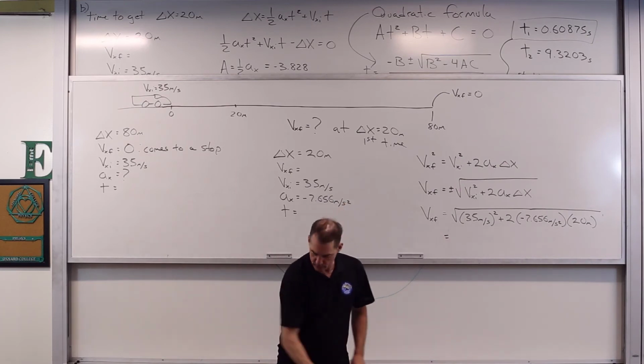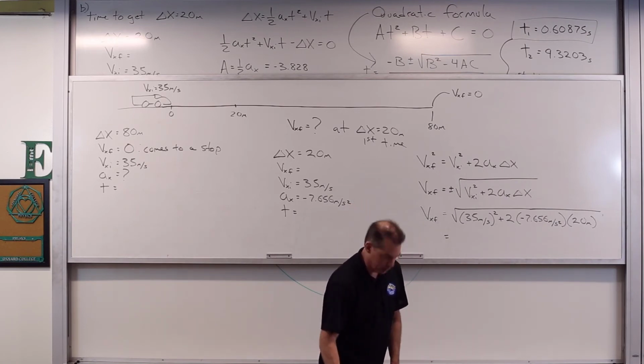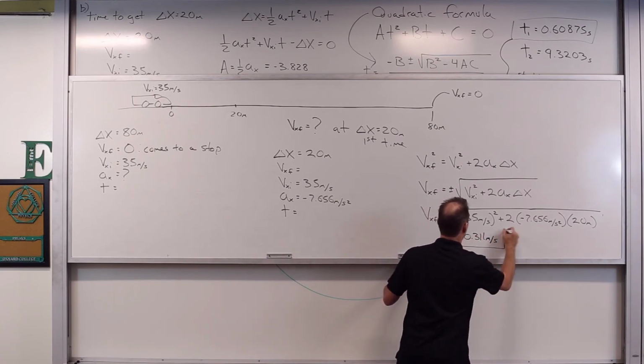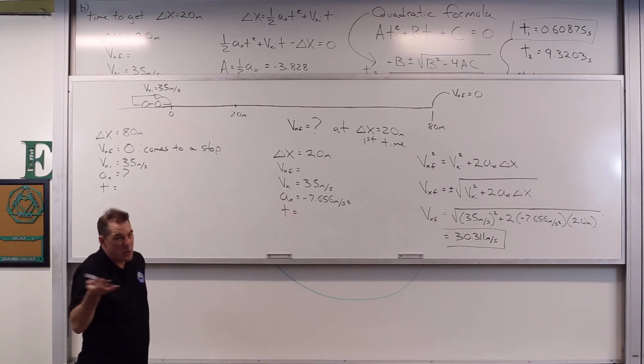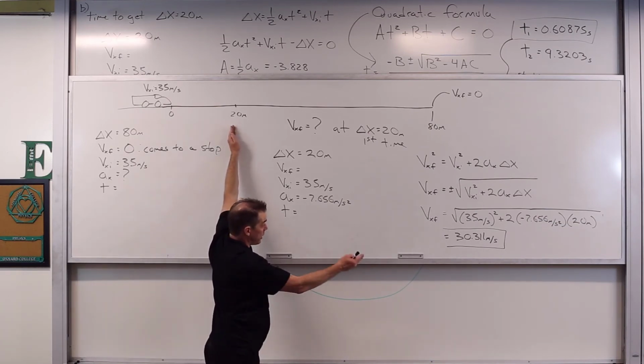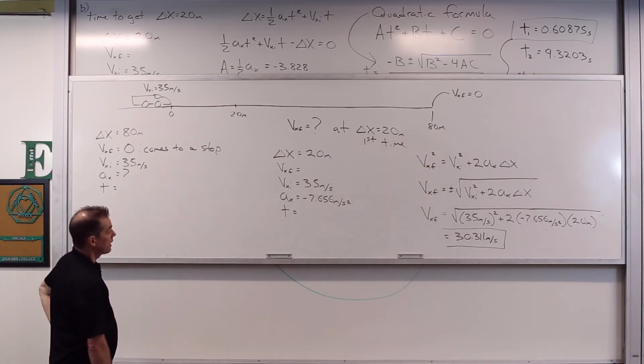And we stick this in the calculator, and what do we got here? Square root of 35 squared plus, no, let's just do minus 2 times 7.656 times the 20, and that looks good. We got ourselves 30.311. So this object will be traveling at a rate of 30.3 meters per second after it moves the first 20 meters. The rest of the distance, it goes from 30.3 down to 0. That's it. And that would be that.